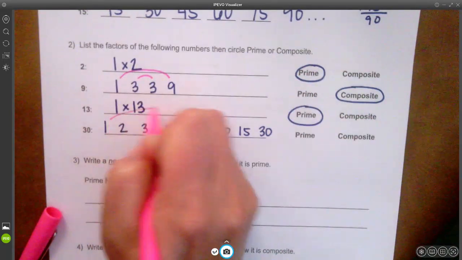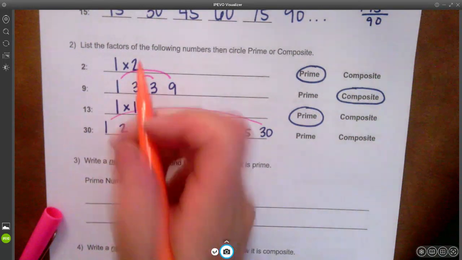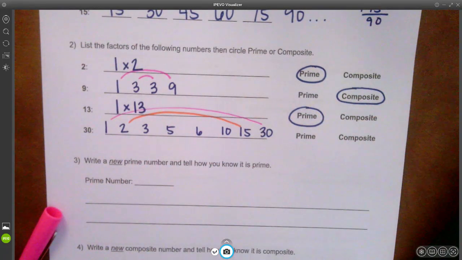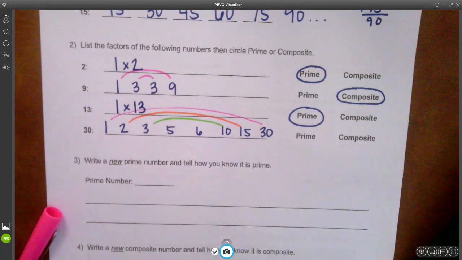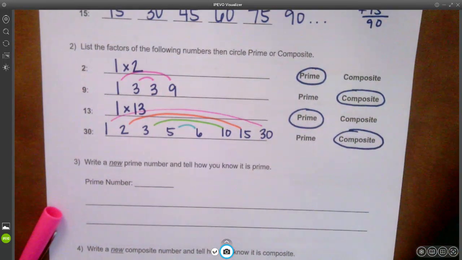All right, so 1 times 30, 2 times 15, 3 times 10, and 5 times 6. All right, there's way more than just 2 factors, right? Way more than just 1 times 30. If it's a longer list, choose that longer word.